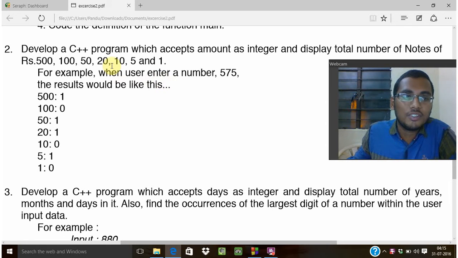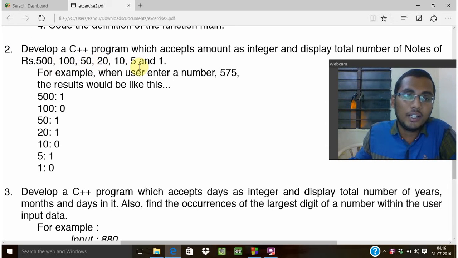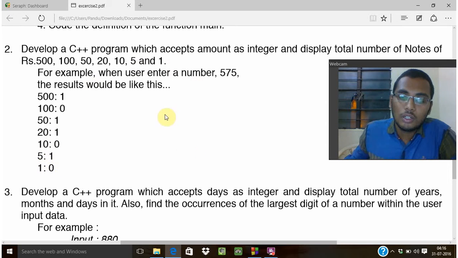Now, we are going to design a program in C++ which accepts an amount as an integer and displays the total number of notes of rupees 500, 100, 50, 20, 10, 5 and 1. For example, consider 575 as the input, then the result would be: 500s are 1, 100 rupee notes are 0, 50s 1, 20s 1, 10s 0, 5 rupee notes are 1, 1s are 0. For this, the program is as follows.